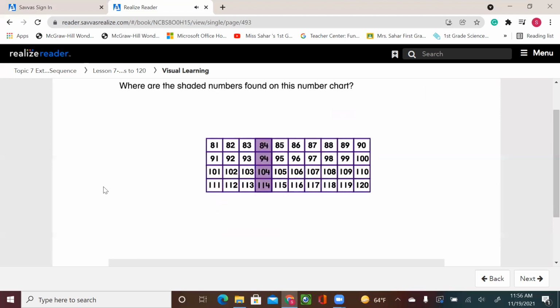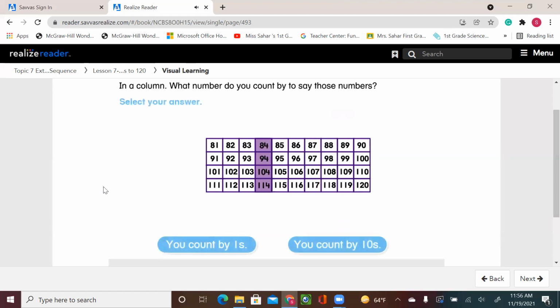Where are the shaded numbers found on this number chart? In a column. What number do you count by to say those numbers? Select your answer. All right, look at the column here. What do we have? 84, 94, 104, 114. As you see, the ones remain the same, but the tens increased, one more.